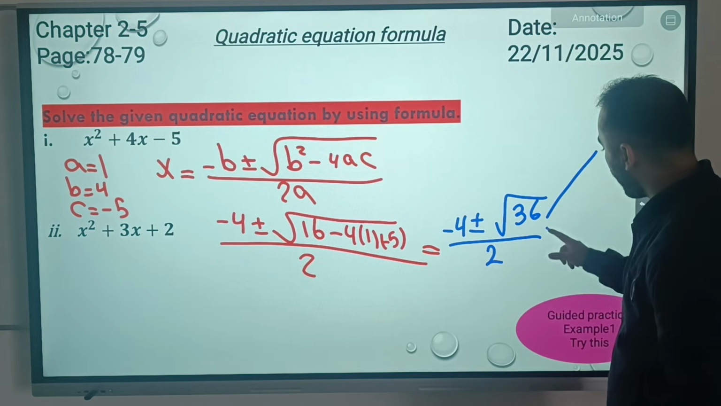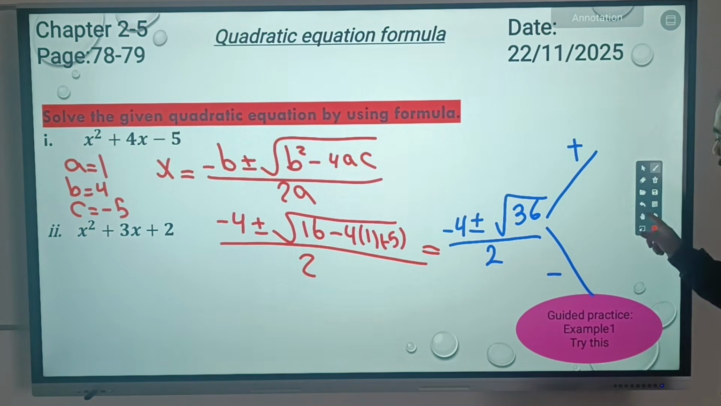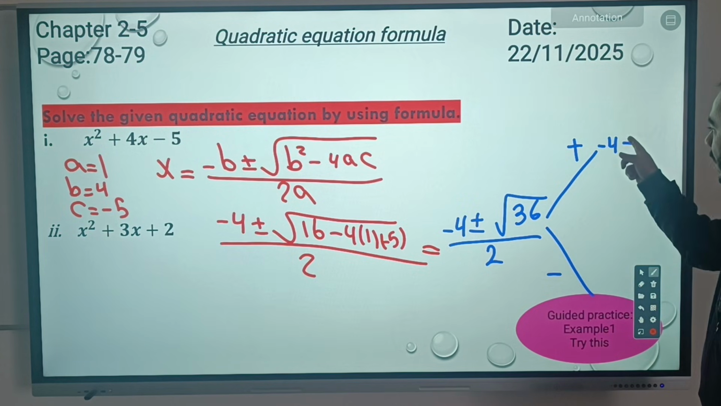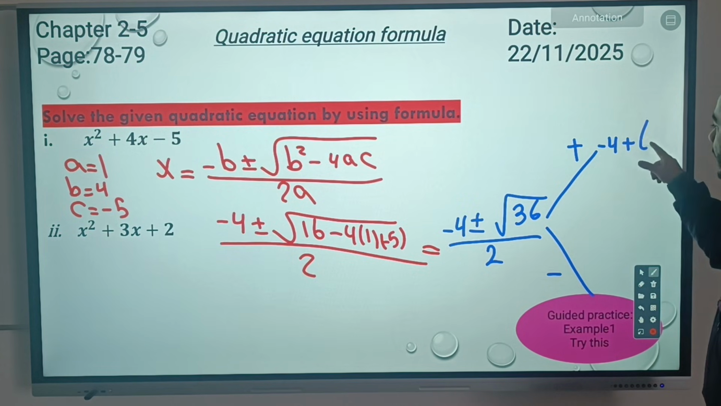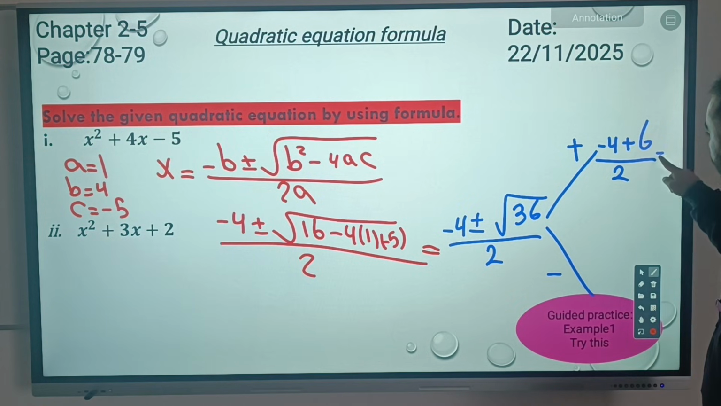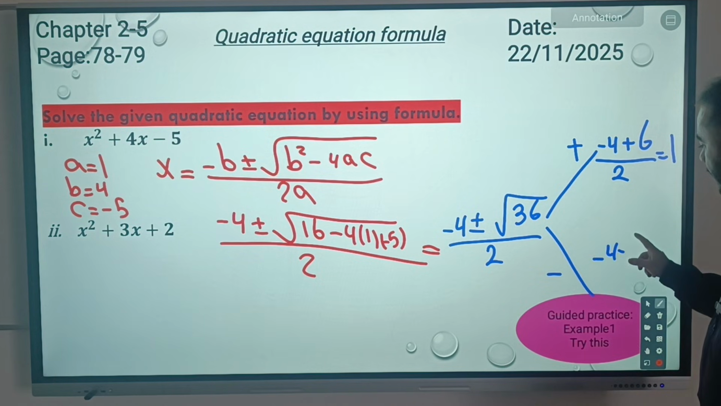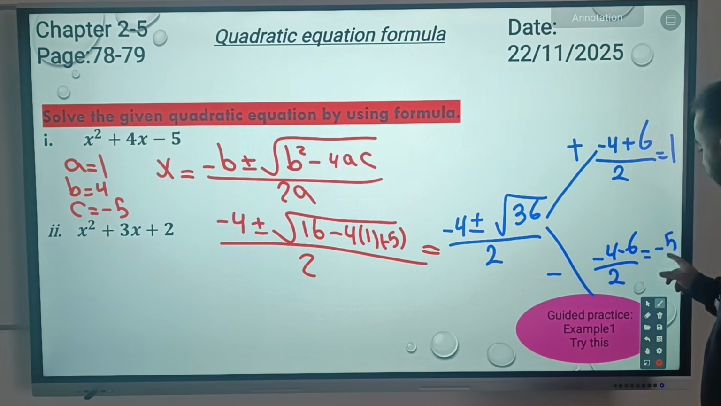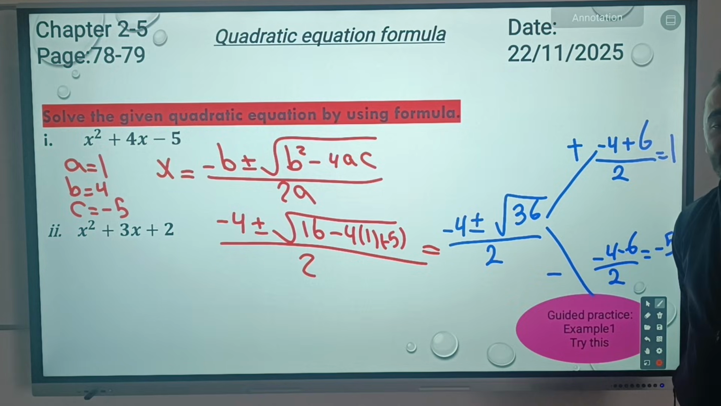So one time we will go with the positive, the other time we will go with negative. So negative 4 plus square root of 36, which is 6, over 2. So negative 4 plus 6, it's exactly 2. Divided by 2, it's 1. And negative 4 minus 6 divided by 2. So negative 4 and negative 6 is equal to negative 10. Divided by 2, it's equal to negative 5. These are the result and the solutions of this quadratic function.